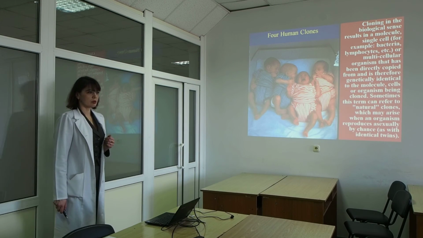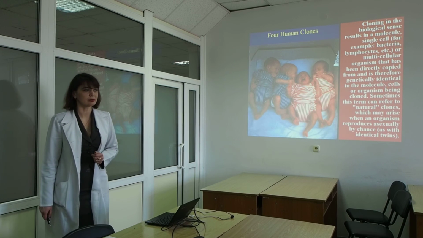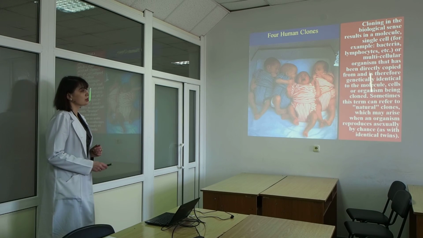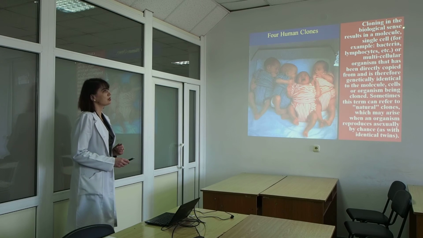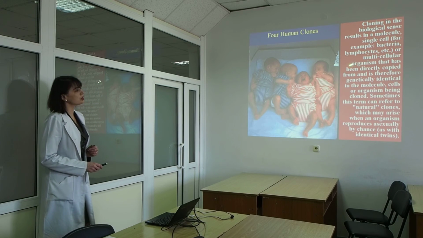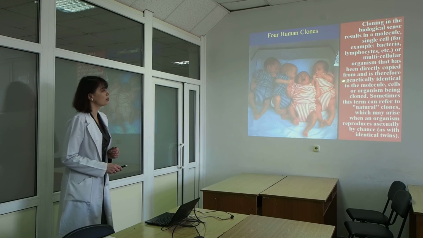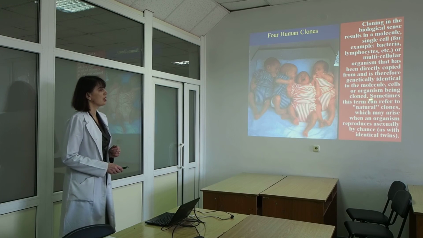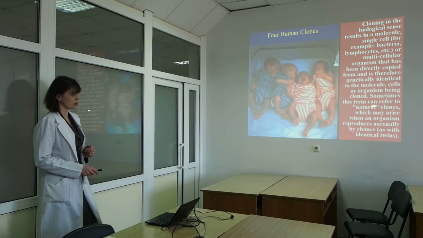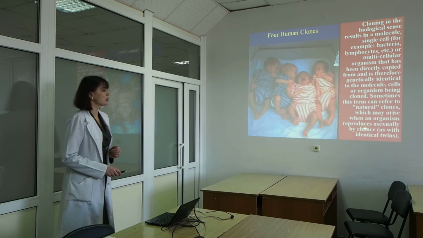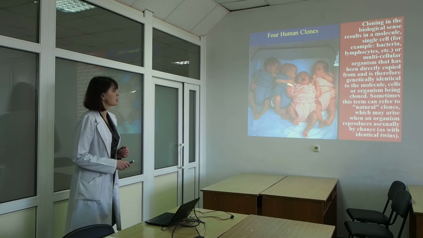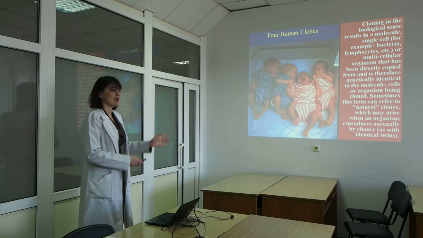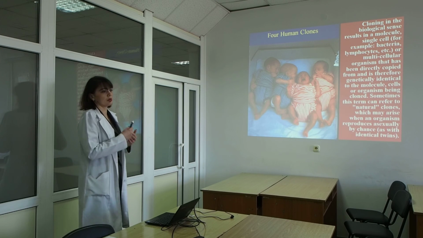For human clones, how do they appear? Cloning in the biological sense results in a molecule, single cell or multicellular organism that has been directly copied from, and is therefore genetically identical to, the molecule, cells or organism being cloned. Sometimes this term can refer to natural clones, which may arise when an organism reproduces asexually by chance, as with identical twins. We studied this previously in biology, and you see your previous knowledge is important.